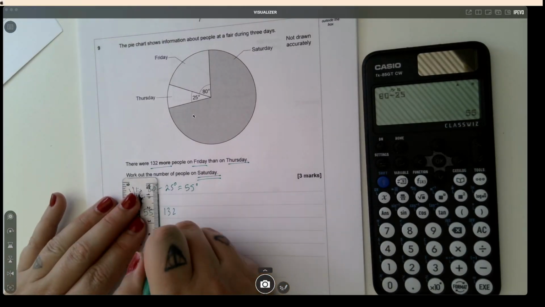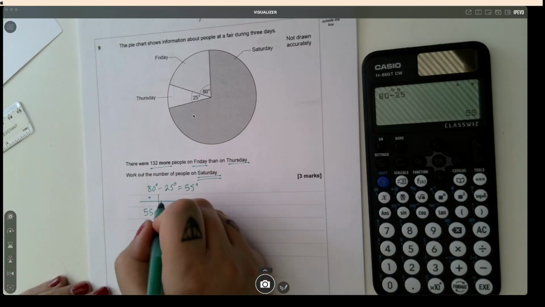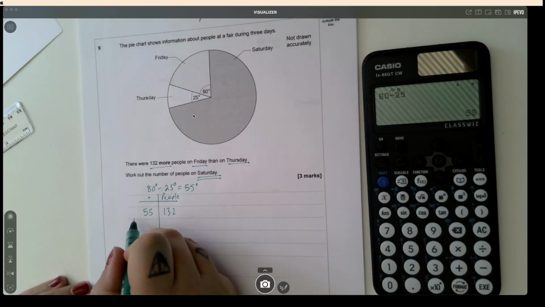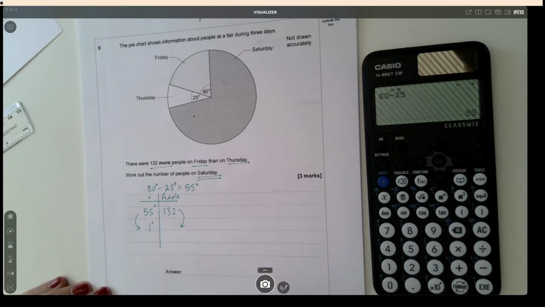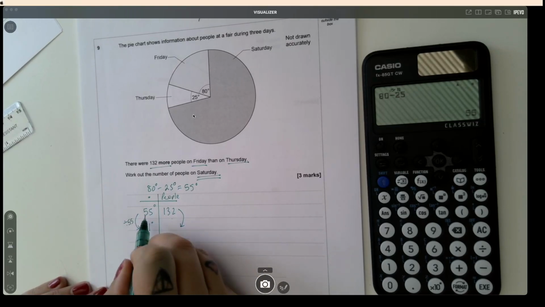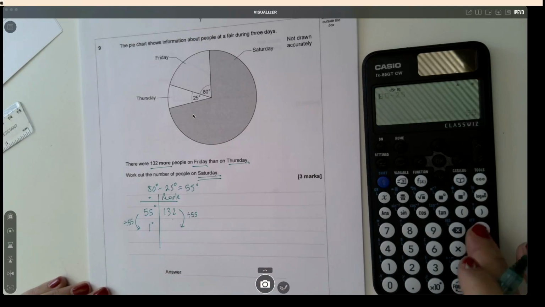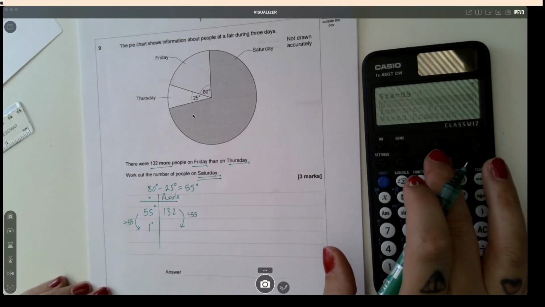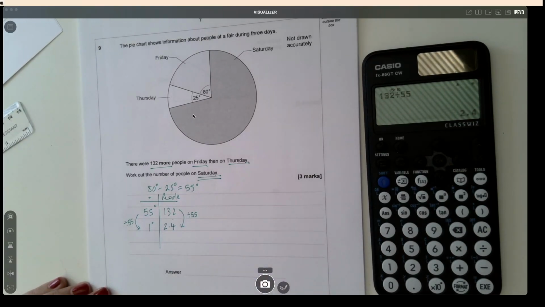And again, I'm going to use a proportion table. So this is degrees, and this is people. What I want to do is find out what 1 degree is equal to in terms of people for that pie chart. So 55 divided by 55 would tell me what 1 degree is. So I divide by 55 on the other side. So 1 degree is equivalent to 2.4 people.